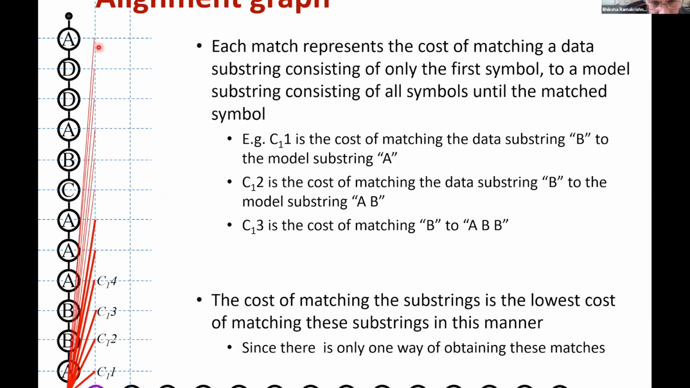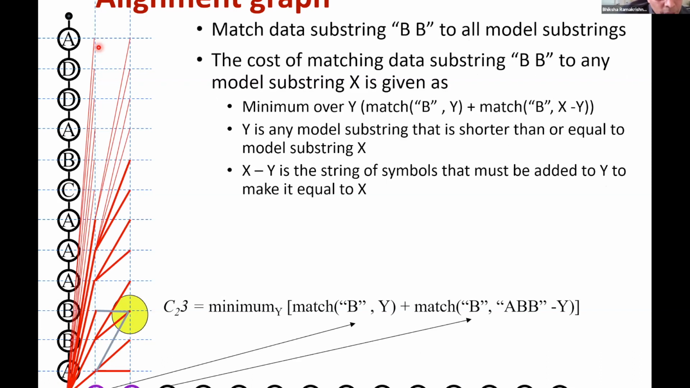This is easy. Now, I'm going to use these numbers to figure out how much it costs to align BB to every one of these substrings. Okay? So now let me try aligning BB to just A. There's only one way of doing that. I'm going to align the B to an A, and I'm going to let this B hang, right? So that's going to be a cost of 2.